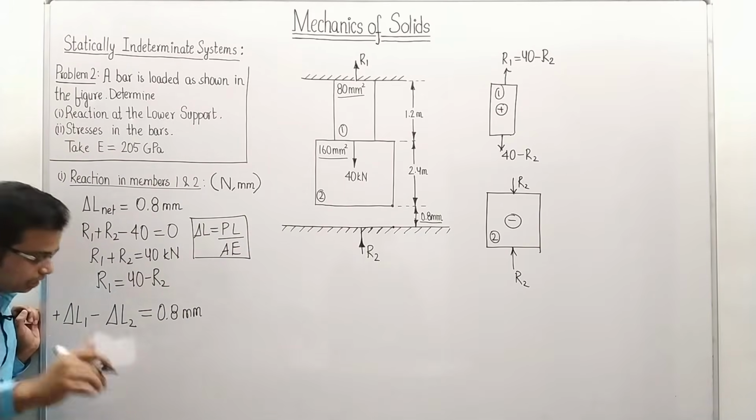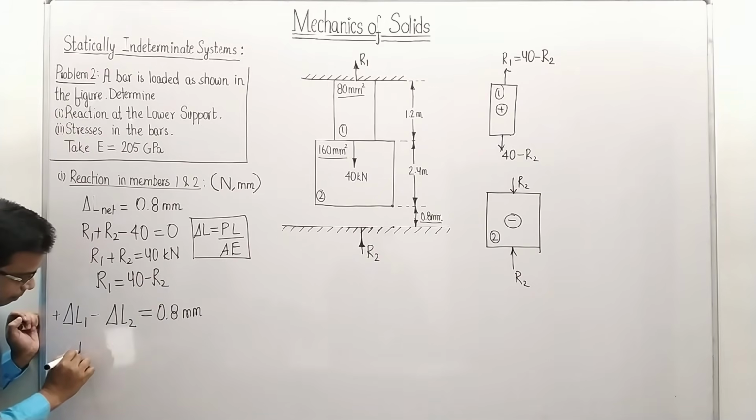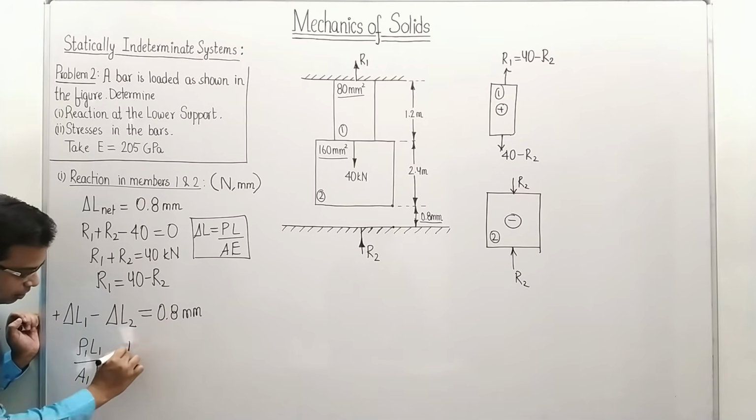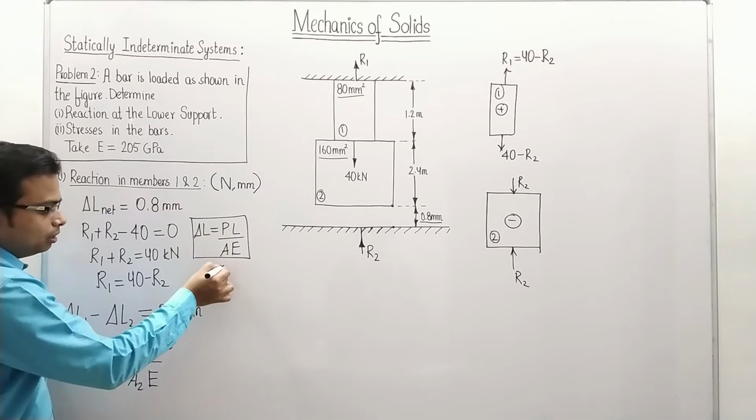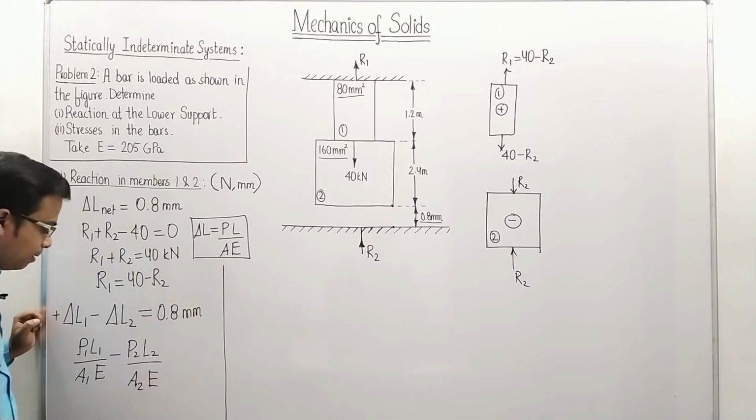Watch carefully, guys. This is going to be for member 1, P1 L1 over A1 E, minus P2 L2 over A2 E. You just need to plug in the values. Once you do that, you just need to solve this equation to get the final values. It's going to be that simple. Let me show you how that's done.